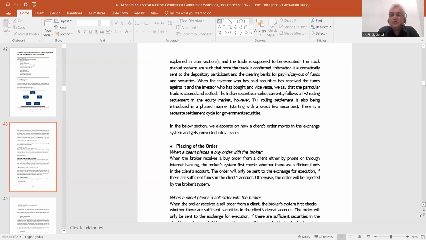Our T+1 rolling settlement is also being introduced in a phased manner, starting with a select few securities. So there is a separate settlement cycle for government security.